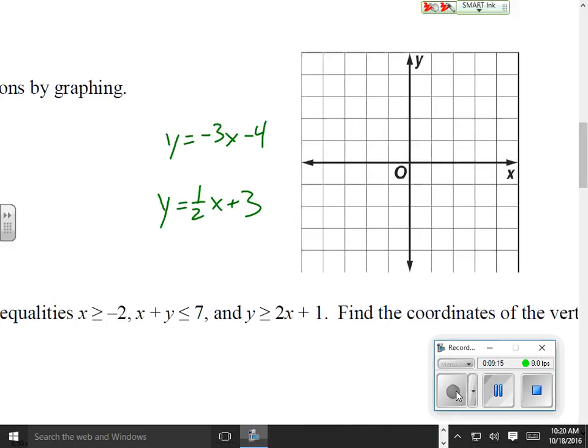Okay, so y equals negative 3x minus 4 has a minus 4 as its y-intercept, and it has a negative 3 slope, so I'm going to go up 3 and over 1 this way. I'm going to go up 3 from there, over 1, up 3 from there, over 1. So that'll be a negative 3x minus 4. The line passes through those. Looks like this.